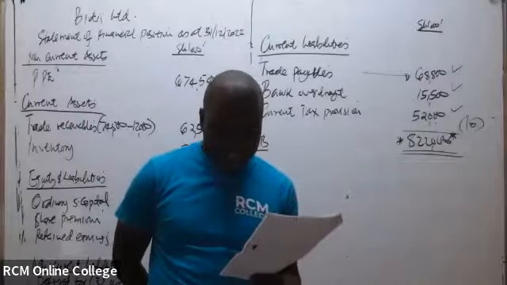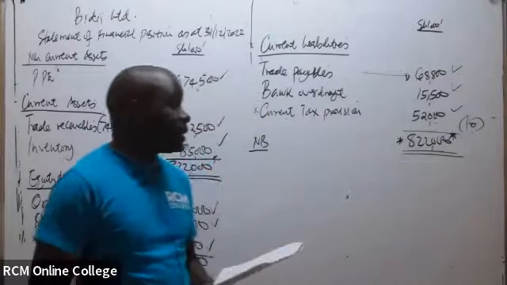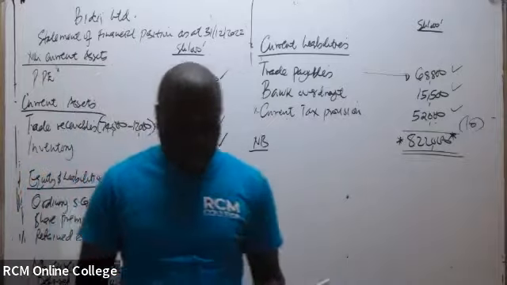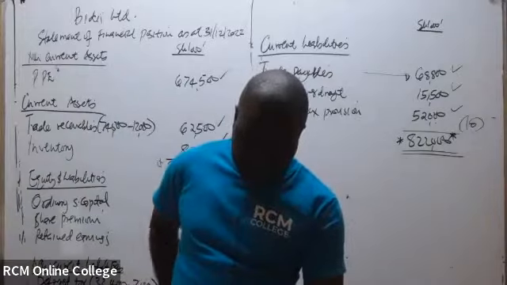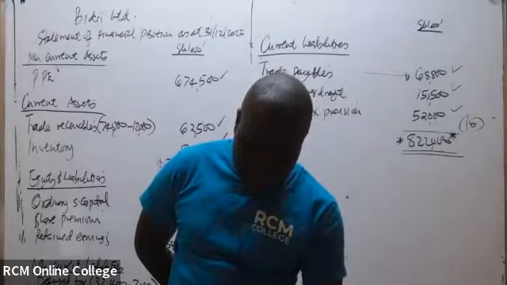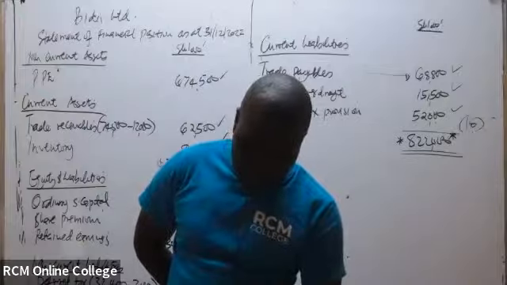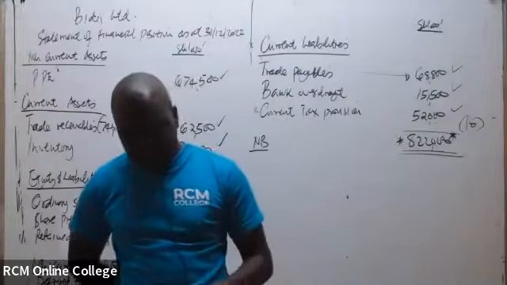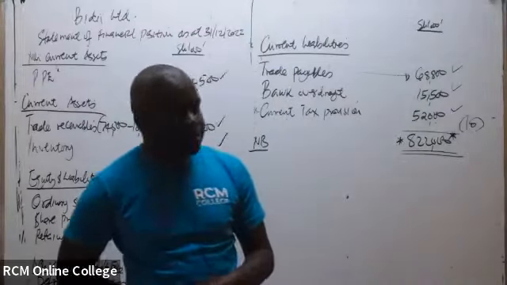But if it happens in this case to be on the credit side, it is actually an over provision. And then in this case, you'll end up having to add it. So it can either be an under provision or an over provision. If it's on the debit side, it is an under provision.